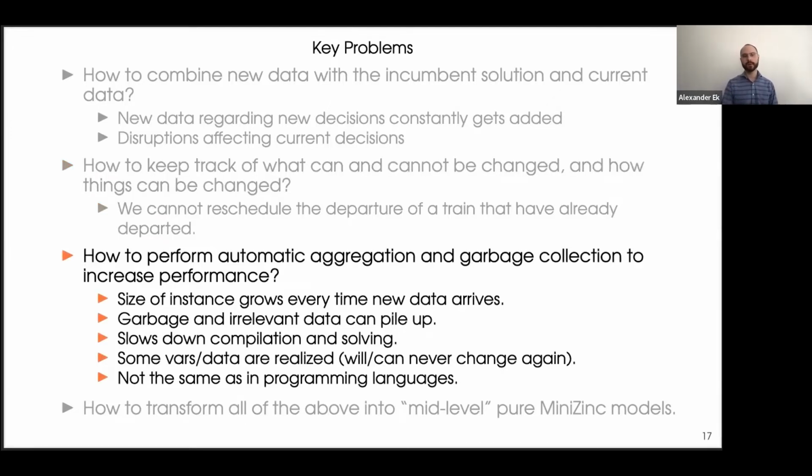And also, here's the big one. How do we perform automatic garbage collection and aggregation to increase performance? Right, the size of the instance grows with time as new data arrives. Garbage and irrelevant data can pile up. This, of course, slows down compilation and solving. Some variables and data are realized. This means that they will not or cannot change again in the future.